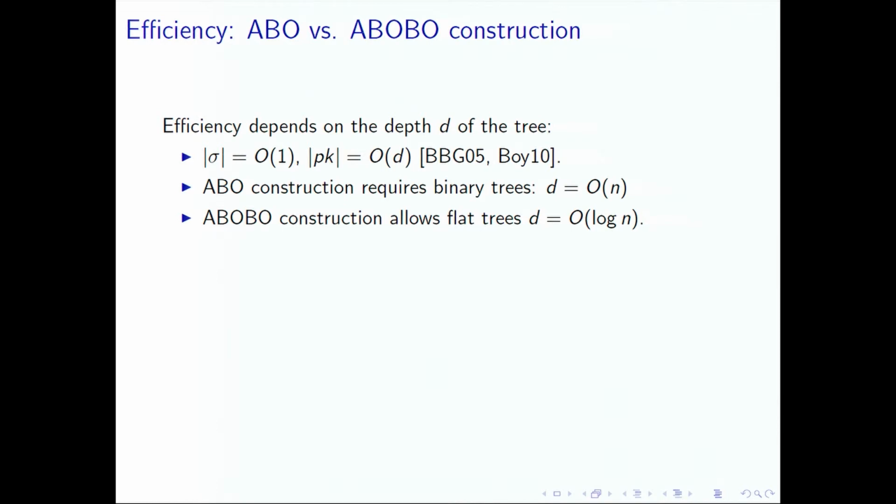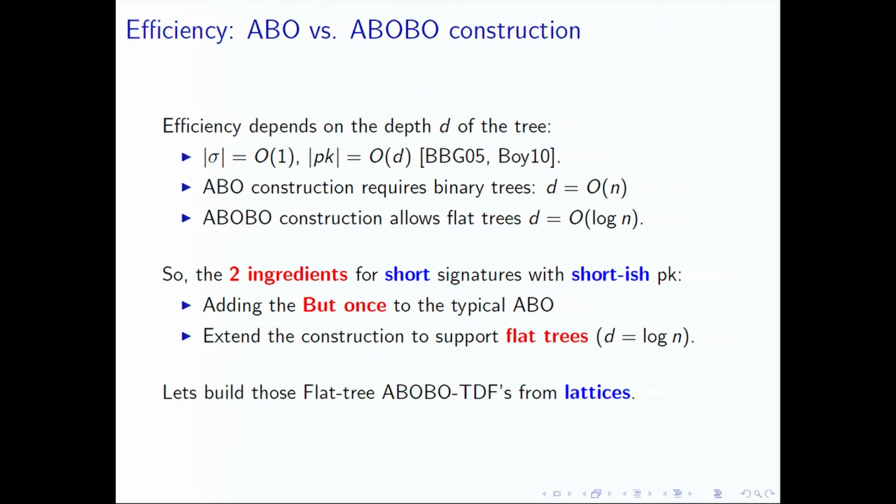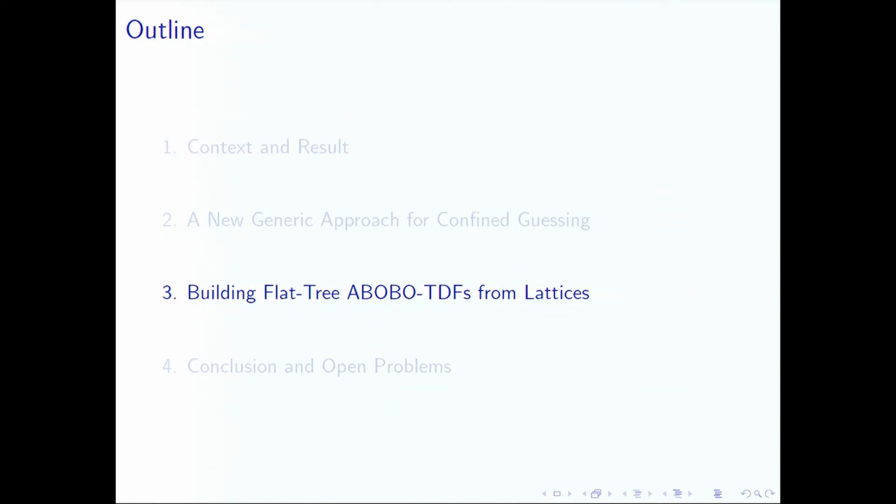So before I move to the construction from lattices, let me recall the two ingredients that we need to add to an ABO to get this scheme with short signatures and shortish public keys. So we need to add this but-once property to a typical ABO. That's not the hard point. Actually, extending the construction to support flat trees is the challenge in the lattice case. So let's go on building those from lattices.